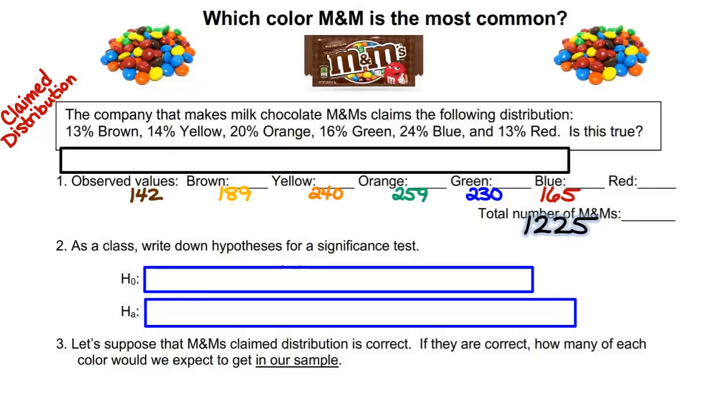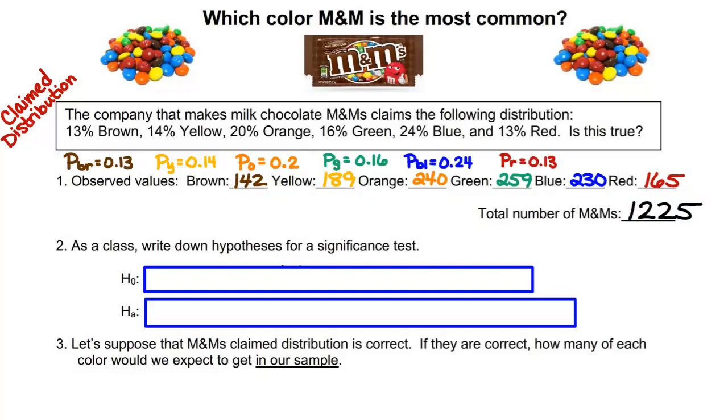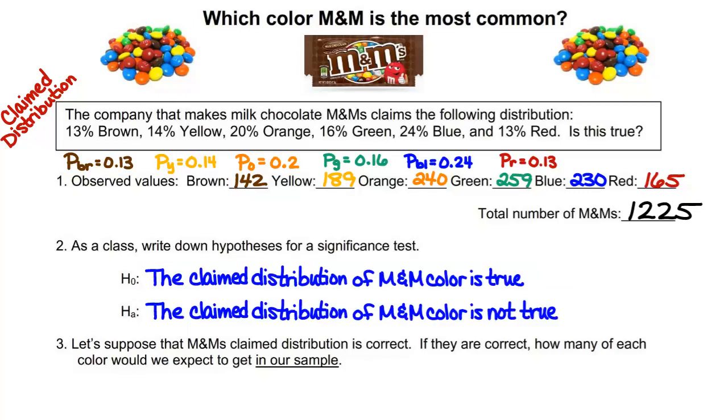Absolutely. All right, so I'm going to put my numbers back in here. So the claimed distribution, the probability of brown would be 13%. Probability of yellow would be 14%. Probability of orange would be 20%. Probability of green would be 16%. Probability of blue would be 24%. And probability of red would be 0.13. So the claimed distribution of M&M color is true. The claimed distribution of M&M color is not true, would be our 2 hypotheses.